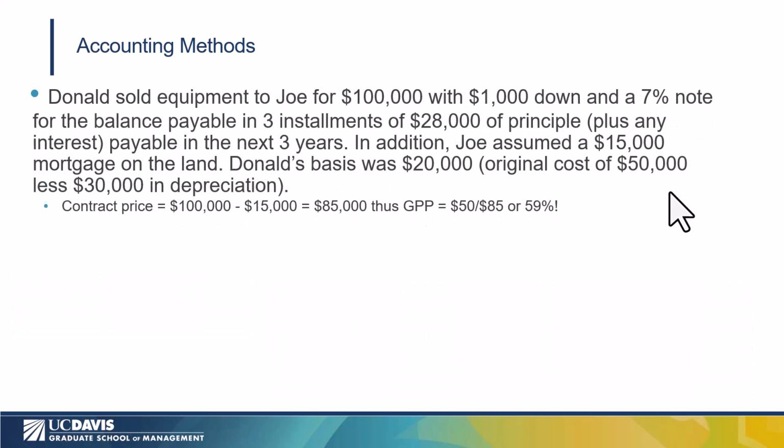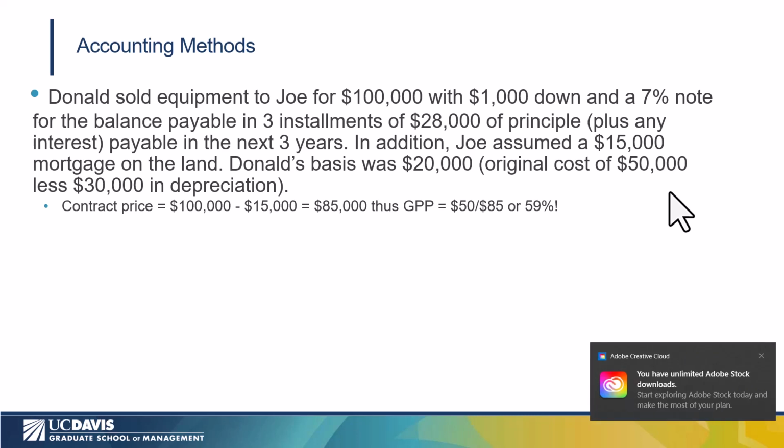So Donald sold equipment this time to Joe. 100,000, 1,000 down, 7% note, 3 installments of 28,000, 15,000 mortgage assumed. In this case, not on the land, it would be a mortgage on the equipment. Donald's basis was 20,000. The original cost of this equipment was 50,000.